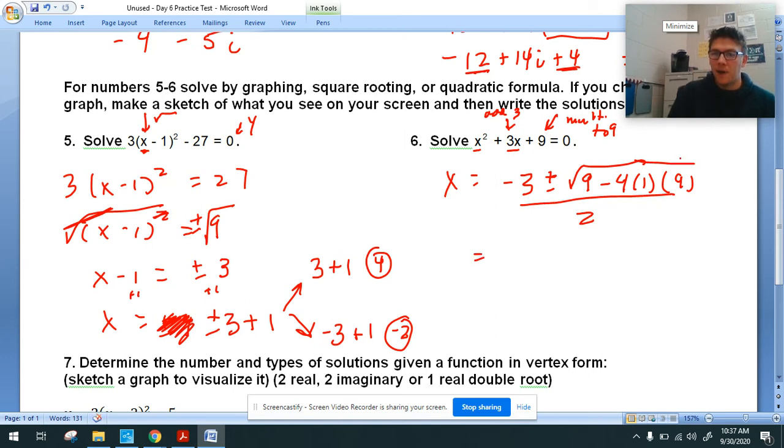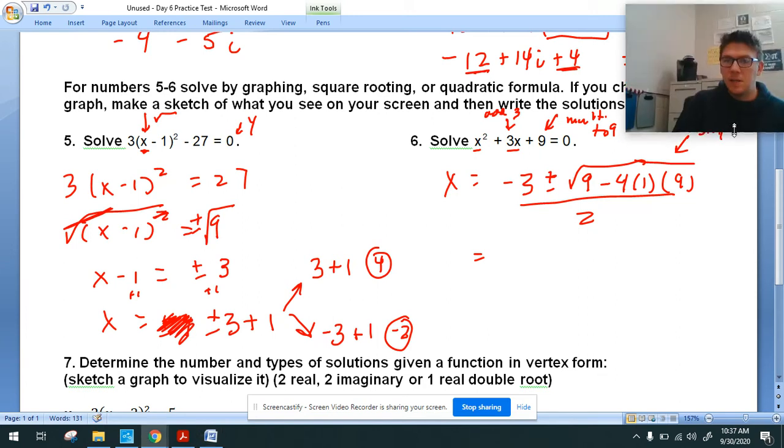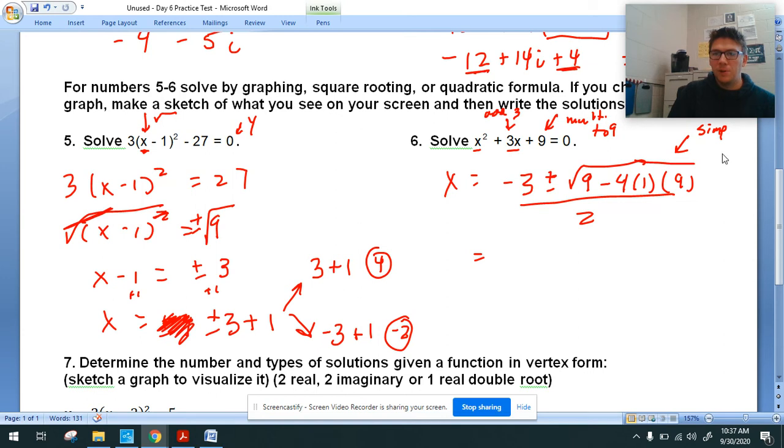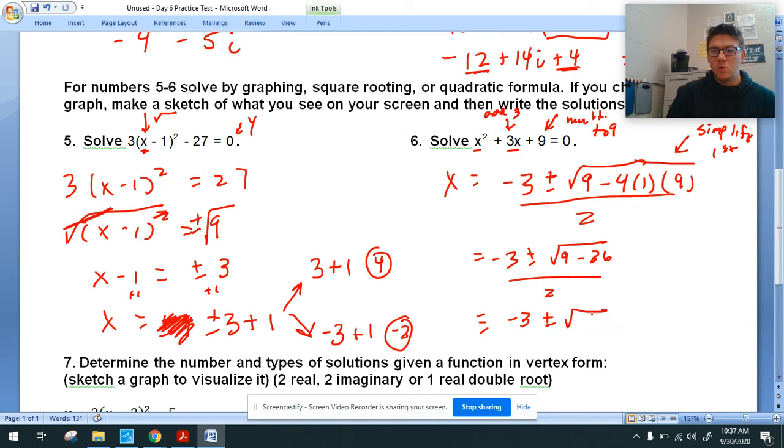Now we have to do some simplifying. You always simplify this first. So 9 minus 4 times 1 times 9. So what does that say? -3 plus or minus the square root of 9 minus 4 times 1 times 9, which is 36, all divided by 2. Keep on going. -3, square root of 9 minus 36, which is -27, over 2.